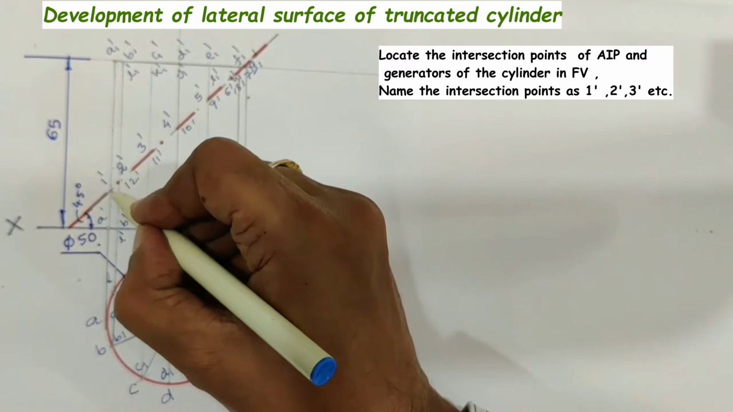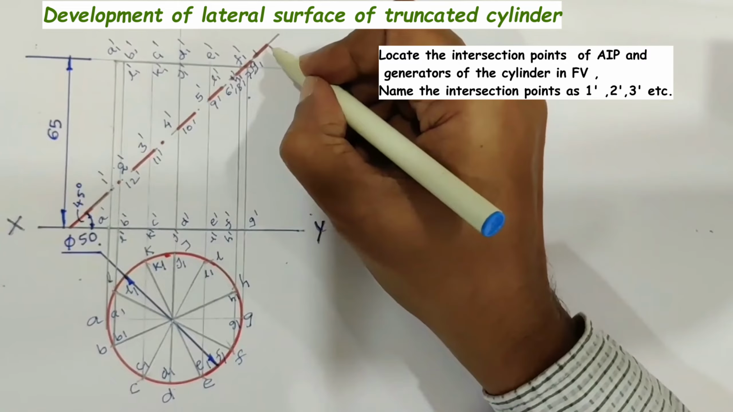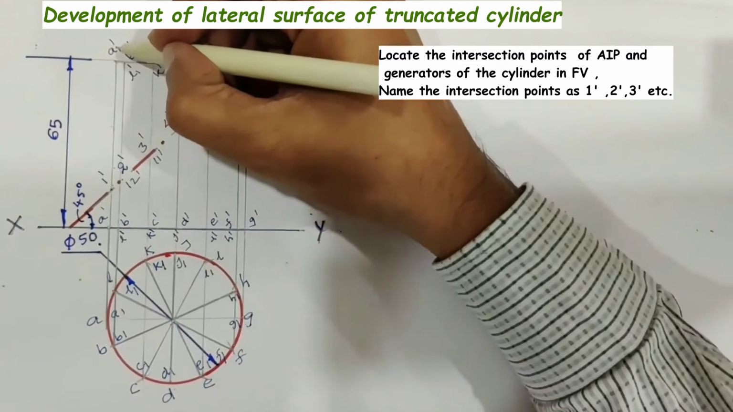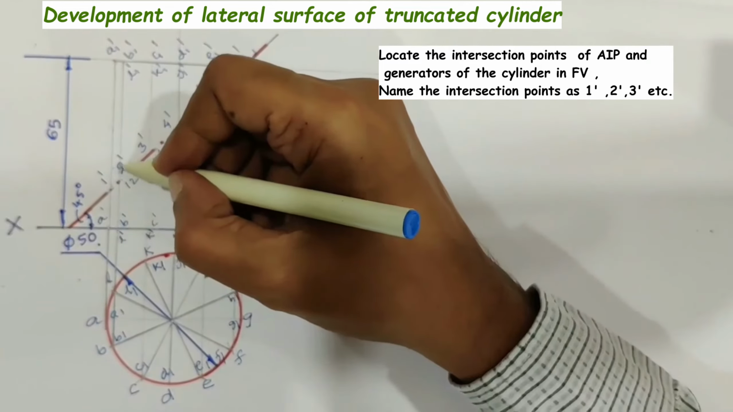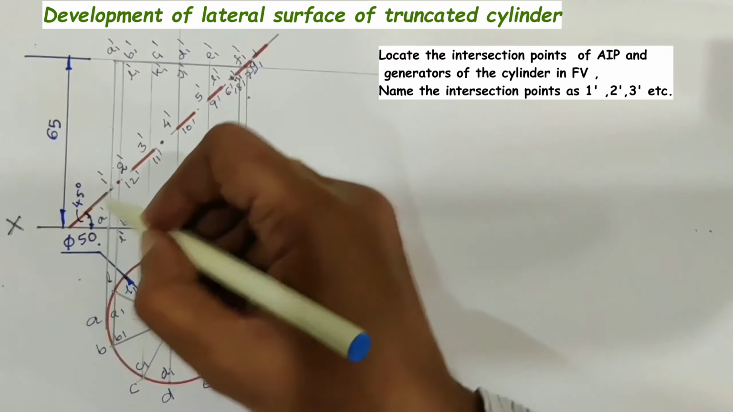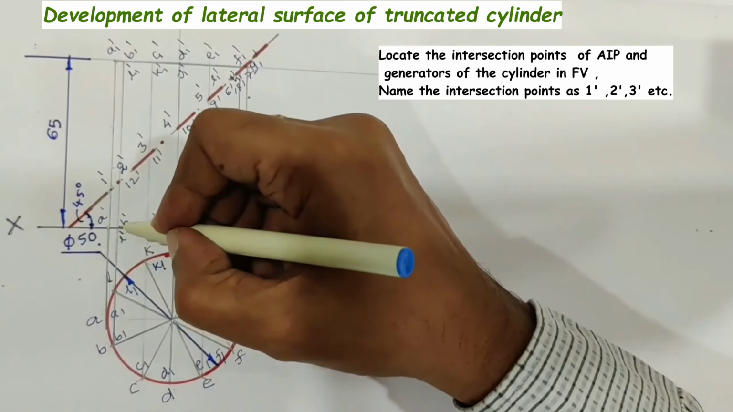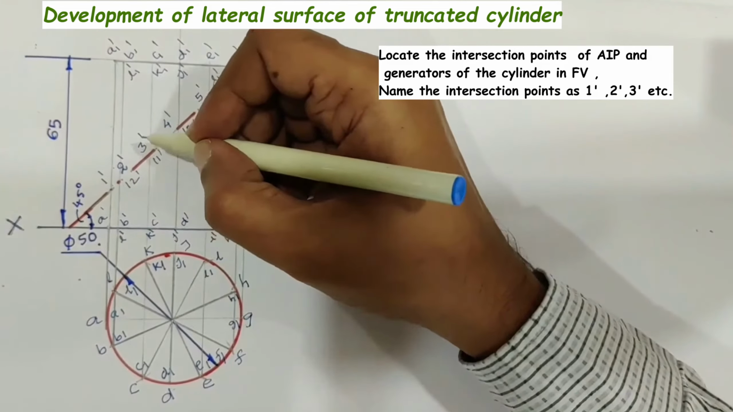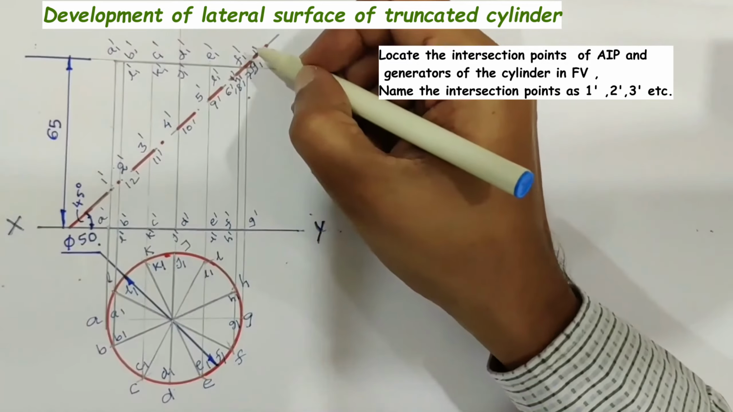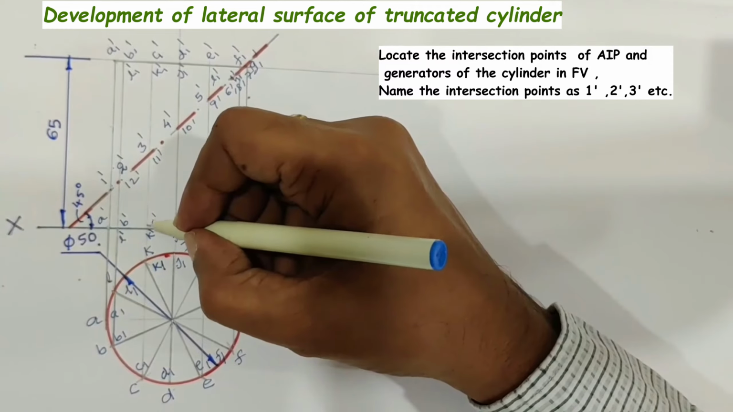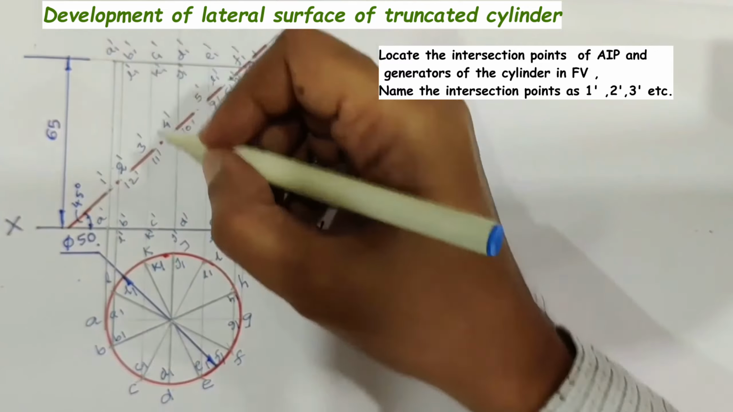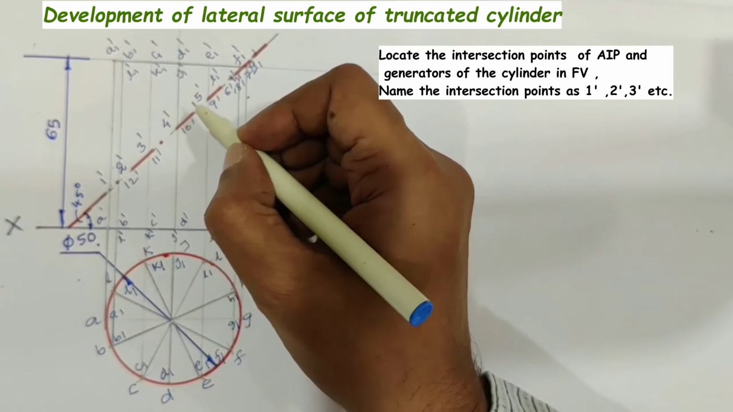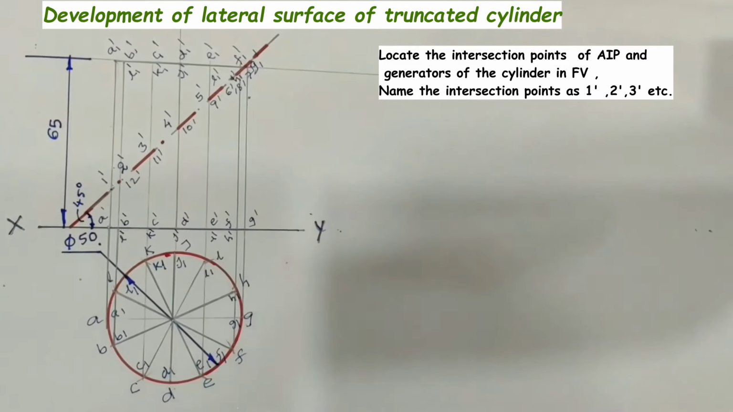Here 1 dash is the intersection point of the auxiliary inclined plane and generator A dash and A1 dash. 2 dash is the intersection point of the auxiliary inclined plane and generator B dash and B1 dash. Similarly, 3 dash is the intersection point of the auxiliary inclined plane and generator C dash and C1 dash. Similarly, we got the remaining points, namely 4 dash, 5 dash, 6 dash, etc.